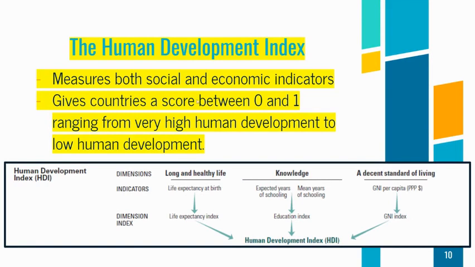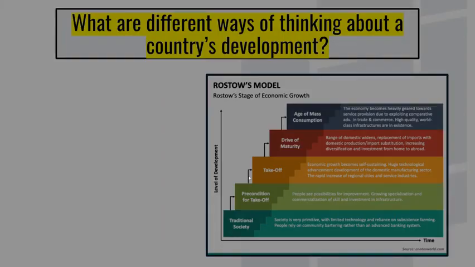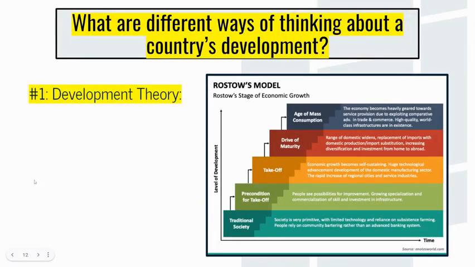The Human Development Index is going to measure both social and economic indicators, and it gives countries a score from 0 to 1, ranging from very high human development to very low human development. And so this is a pretty recent map of where countries fall. So taking into account different measures, you can also click here and look at a link to the list of countries.